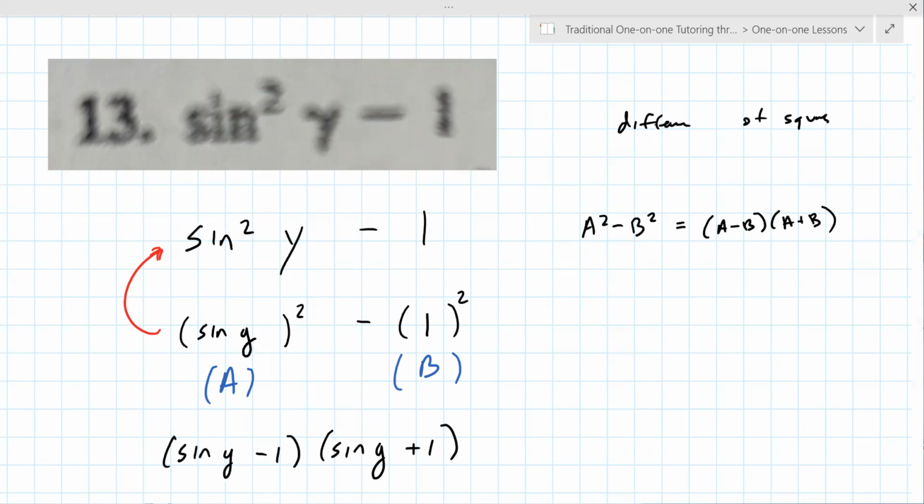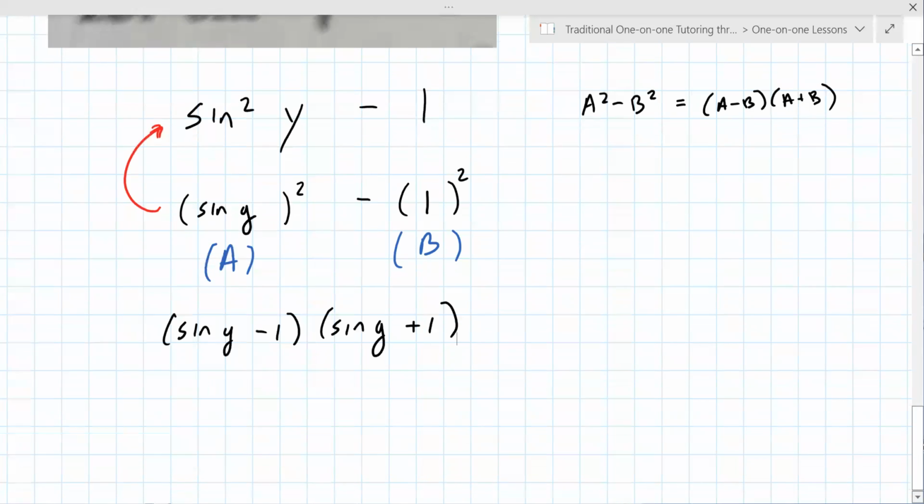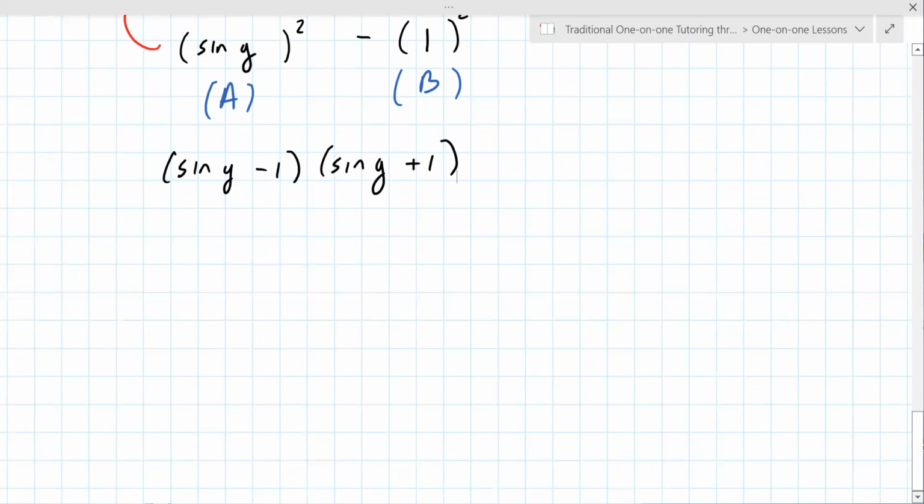Can you simplify that further? Or is that it? This is it. So if you were to FOIL this, you would end up going back to what you started with. Okay, got it. Okay.